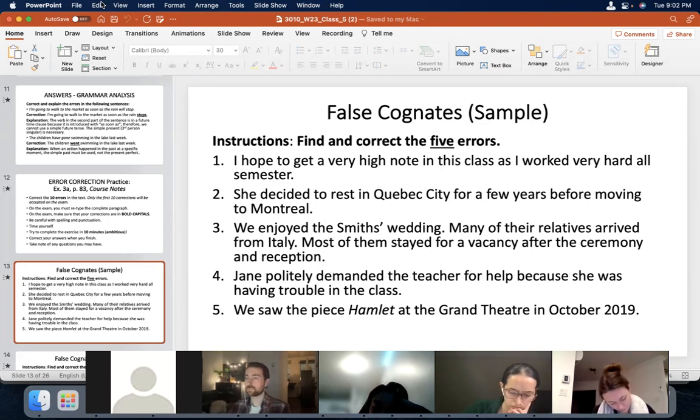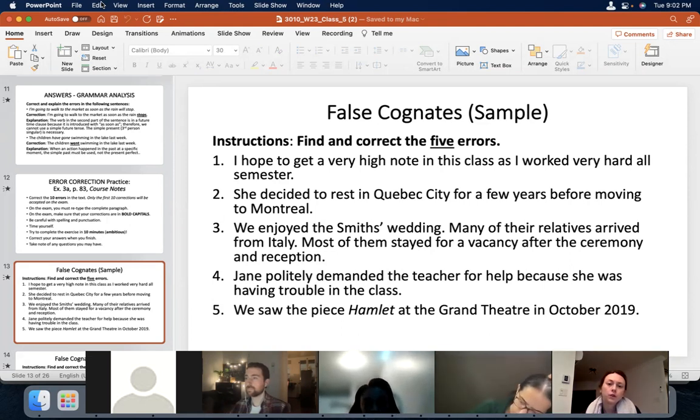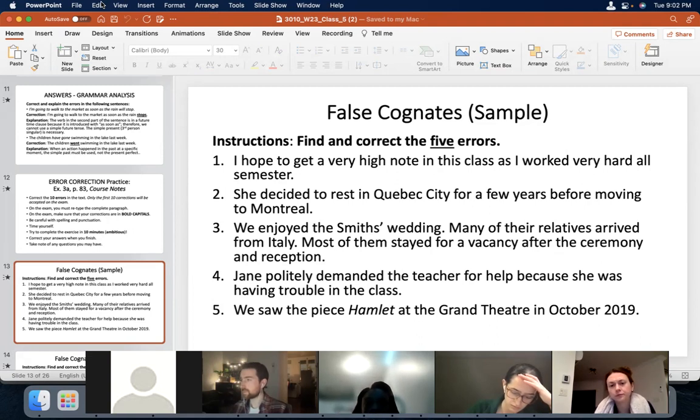So here, everybody, let's go. Number one, where's my false cognate? Note. It should be? Mark or grade. Number two, where's my false cognate? Rest. It should be? Stay. Excellent. Three, where's my false cognate? Vacancy. It should be vacation. Excellent.